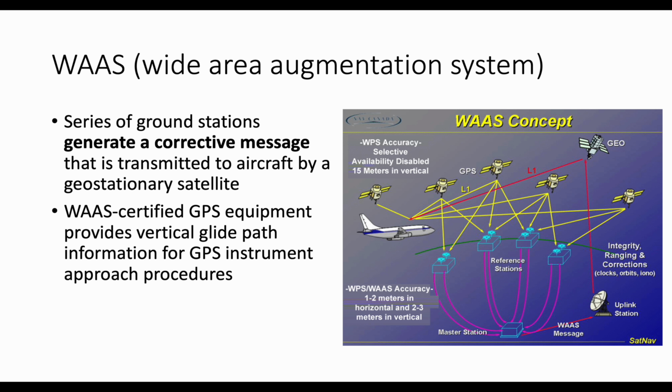There's a system called WAAS, that stands for Wide Area Augmentation System, and it uses a series of ground stations that provide a corrective message, and it just ensures the accuracy of your position. So if a GPS can provide your position within about 15 meters, WAAS upgrades that accuracy to between 1 to 2 meters. And so this becomes even more important when it comes to using a vertical glide path for people that are flying instrument approaches.